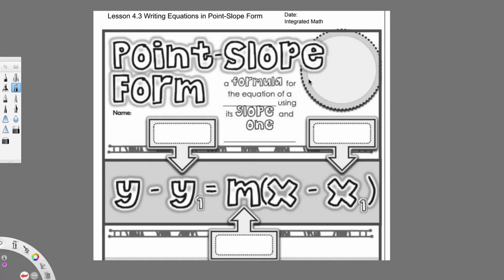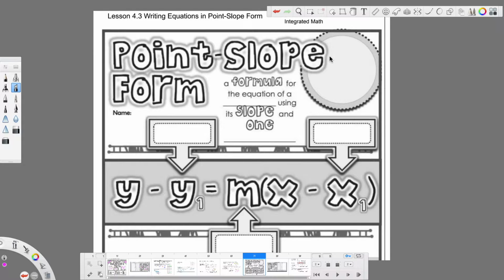So really what we're doing is watching out for positive or negative in the formula. I'll explain that in a moment when we actually look at the formula. It says it's a formula for the equation of a line, so it's still a linear equation, just like slope-intercept form.